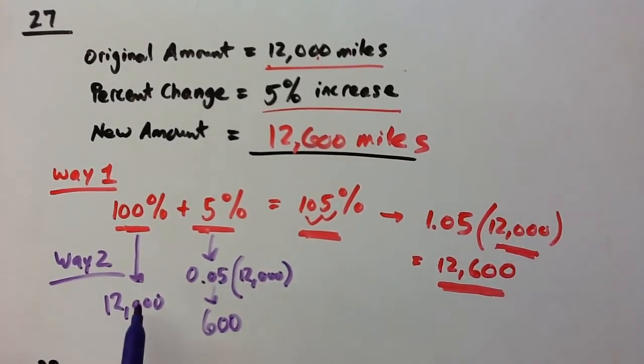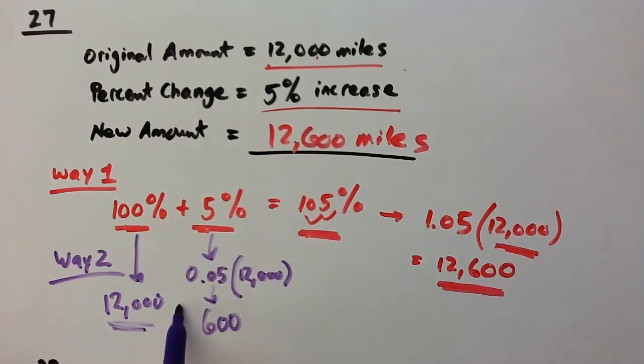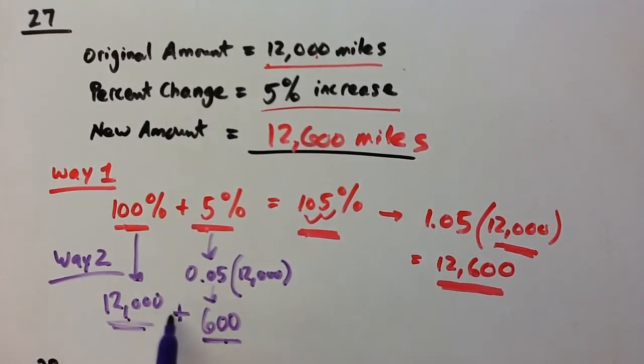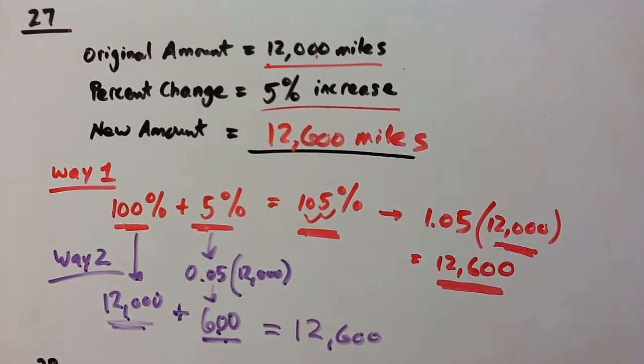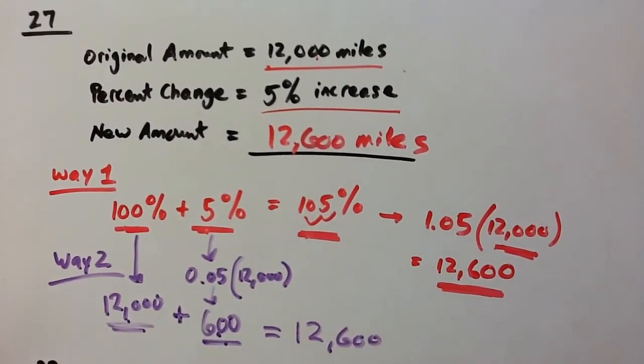Okay, so if you're starting with your original amount of 12,000 and you're increasing it, or adding 5%, which in this case is 600 miles, then 12,000 miles plus 600 miles, which was the 5% increase, would give you 12,600 miles, which is what we got when we thought about it the first way.